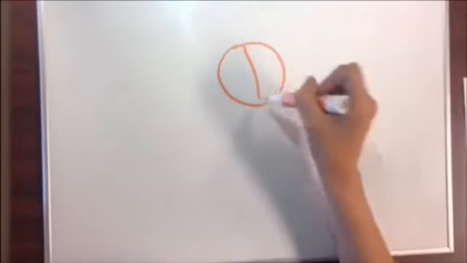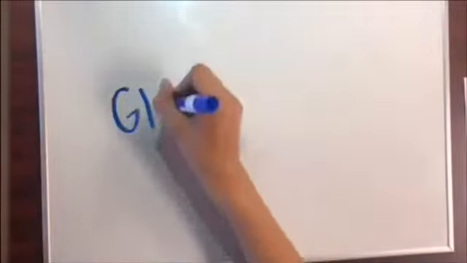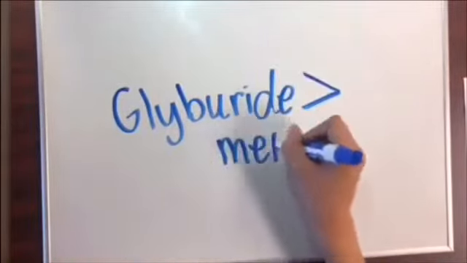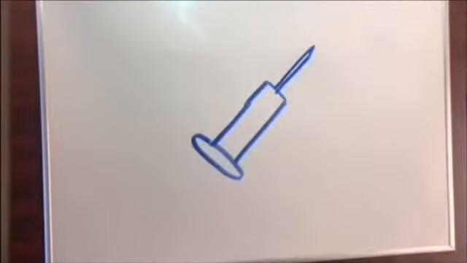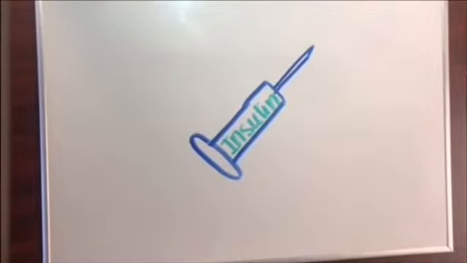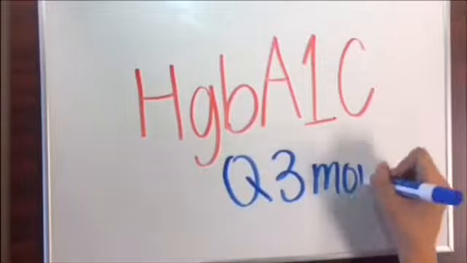Oral hypoglycemic drugs are readily available to treat gestational diabetes mellitus. Glyburide, which does not cross the placenta, has been considered superior to metformin. Injectable insulin is the preferred drug to lower blood glucose levels during pregnancy. The HbA1c blood test is performed every 3 months to provide an indication of long-term glucose control.